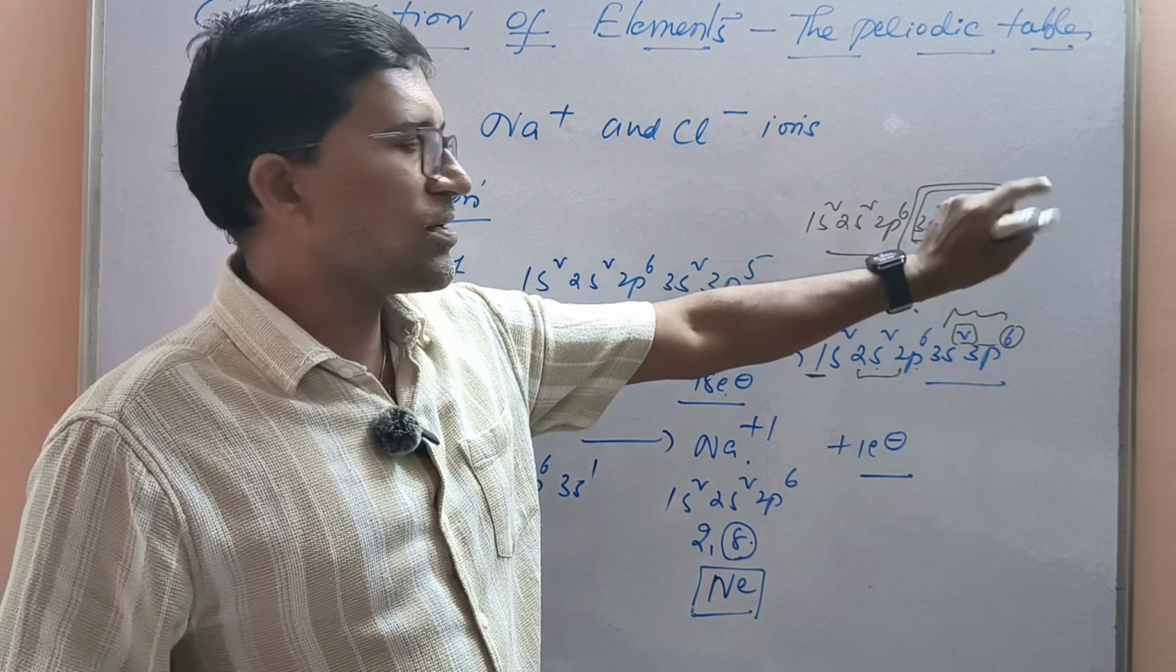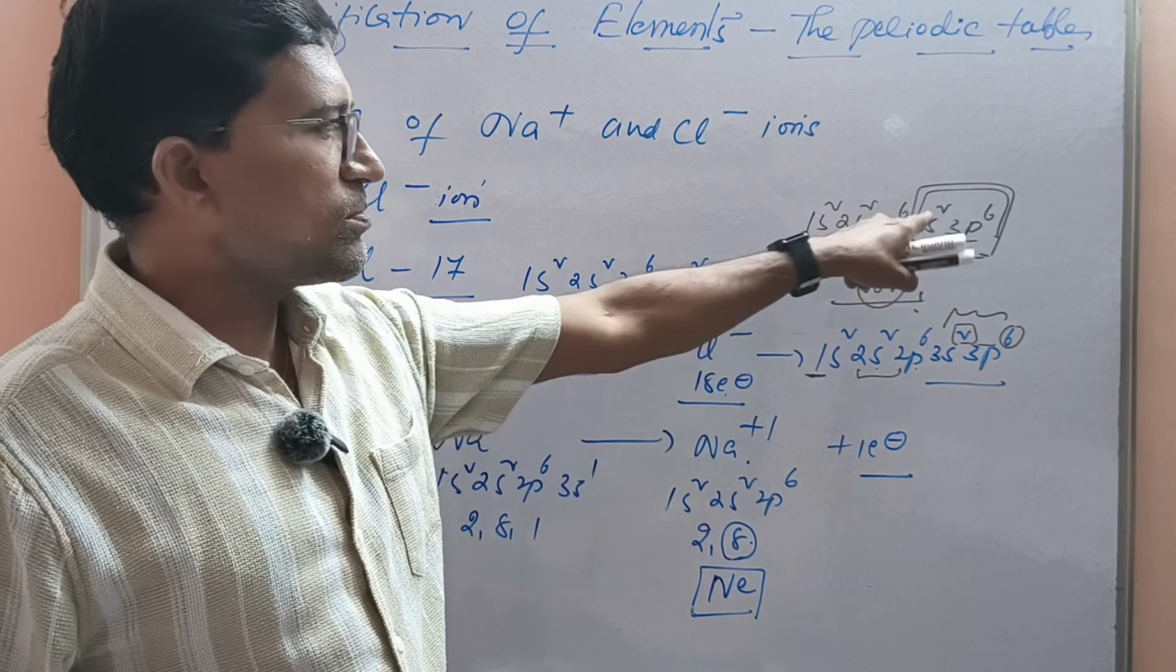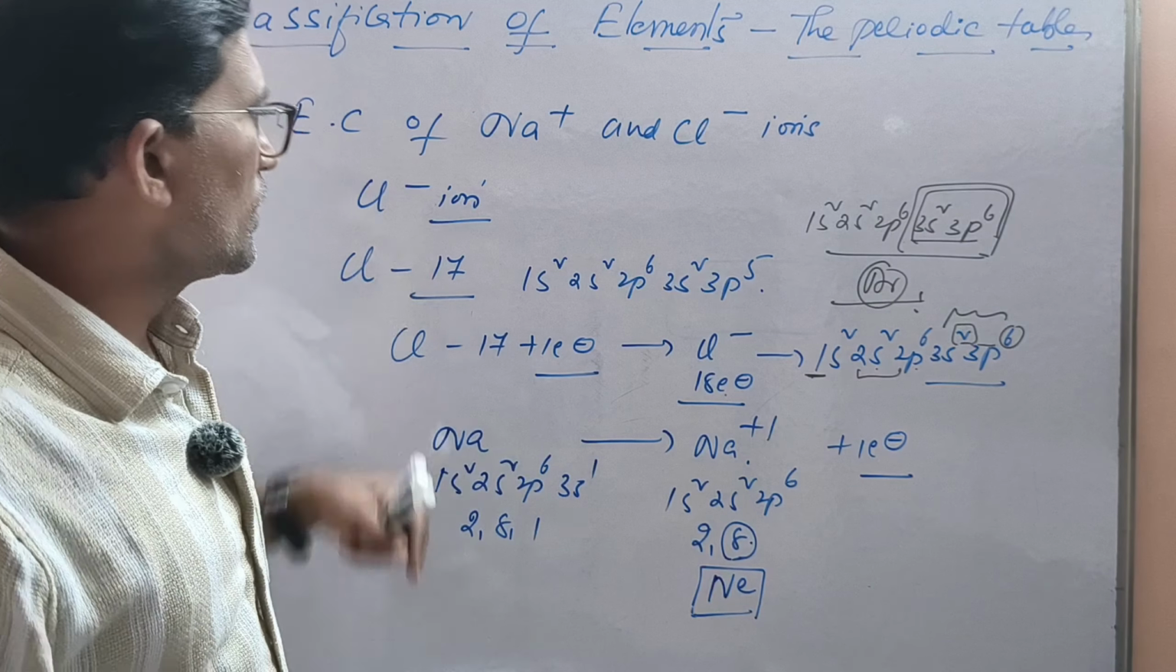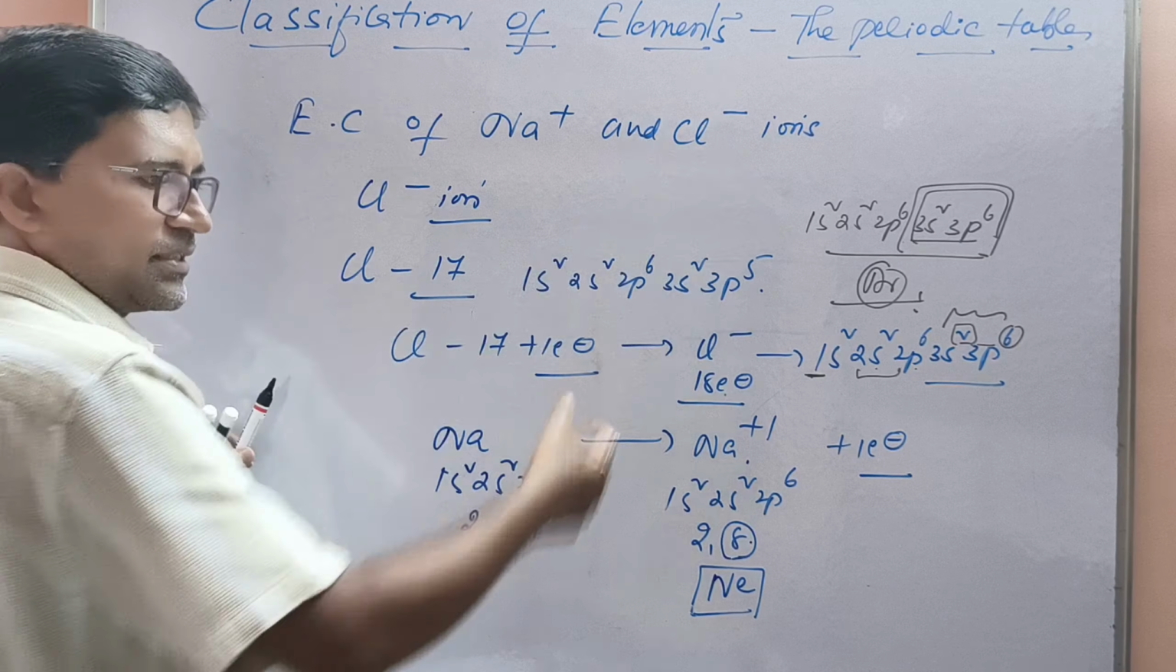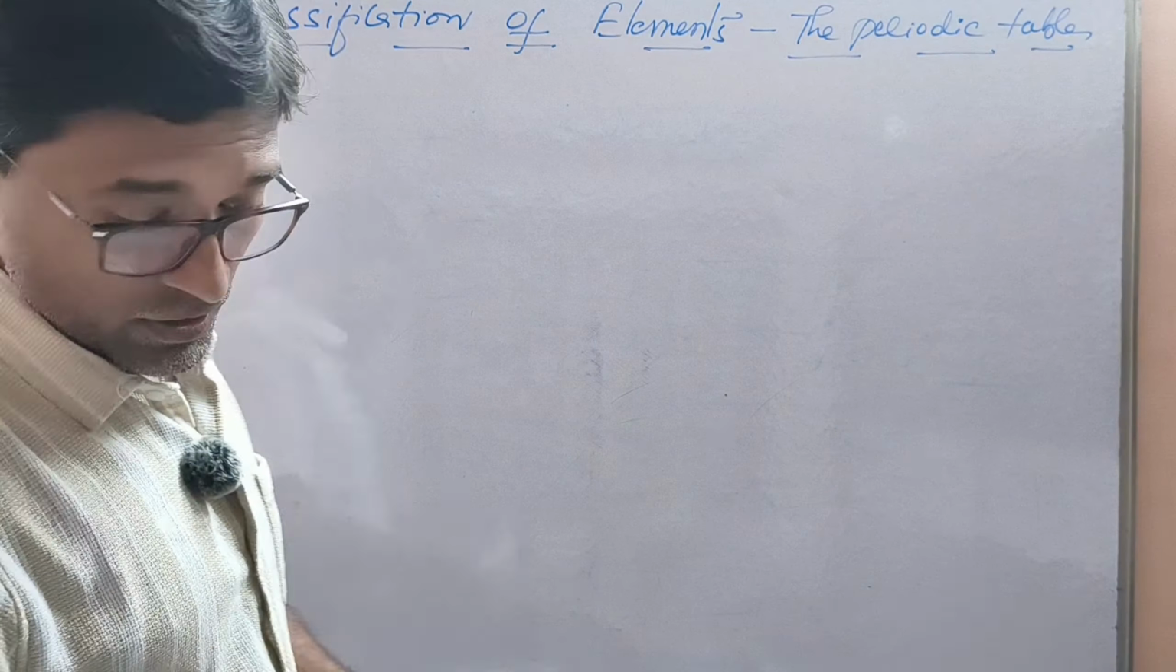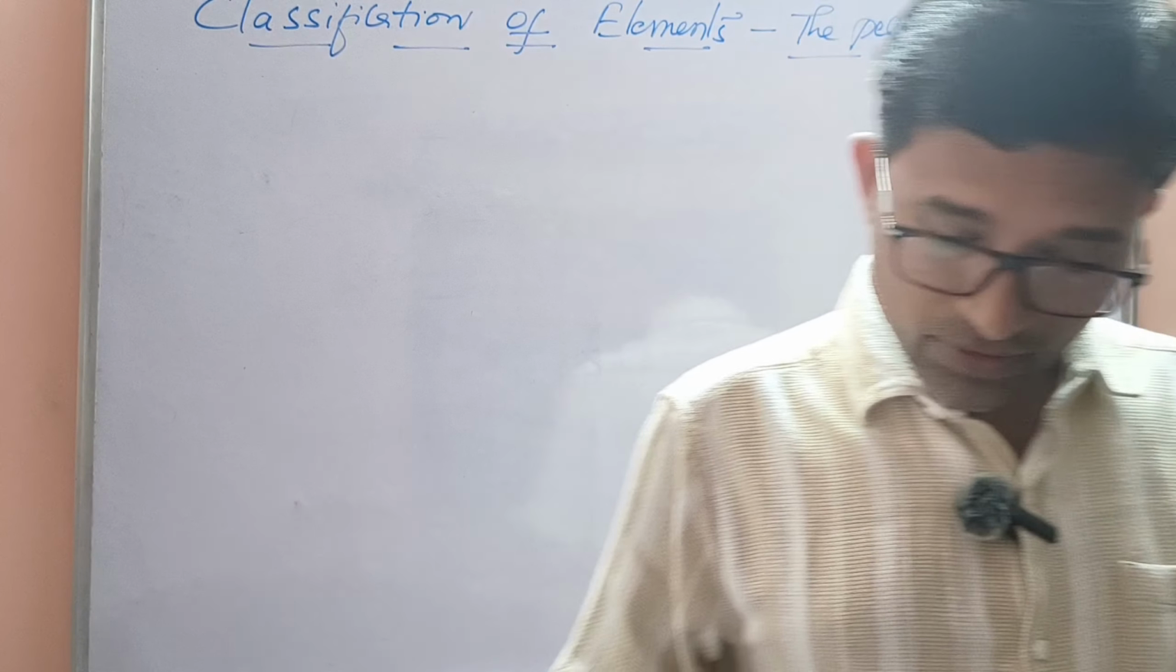That is, 8 electrons are there after gaining 1 electron. It is much more stable. I hope you understood both the configurations, one for Na+ and another for Cl- ions. Is it clear? Now the next question.